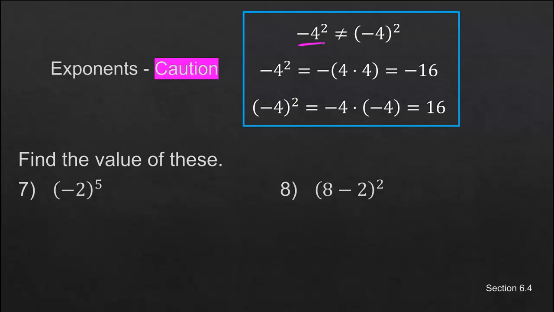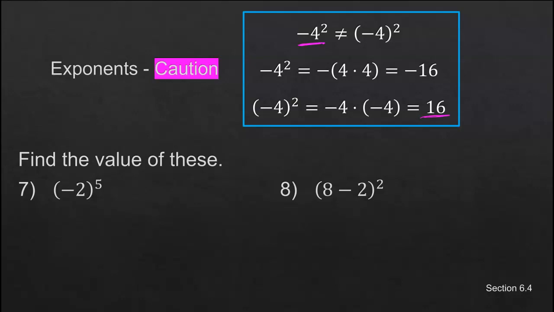But if we have a parentheses, that is telling me I'm taking negative 4 times negative 4, so it's a positive 16. Practice this with your calculators. There are actually some calculators who don't do this right, so you need to know what happens without parentheses, what happens with parentheses. Now this only applies to even exponents, because with odd exponents we don't have that problem.